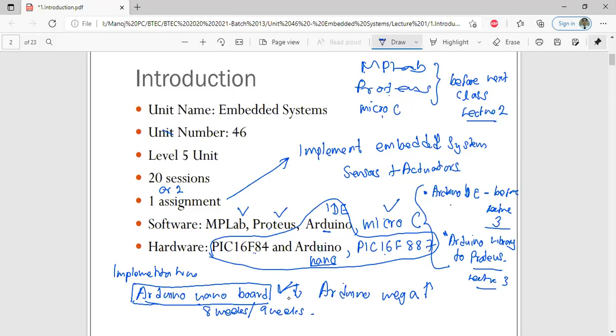Without considering whether face-to-face classes will start or not, you have to do these things. You have to install these three before lecture number 2, and these two before lecture number 3, and you need to find this Arduino Nano board. You have 8 to 9 weeks, even whether we have started our courses or not. We require the Arduino Nano board because we are doing an implementation, and in that implementation you are going to design something.